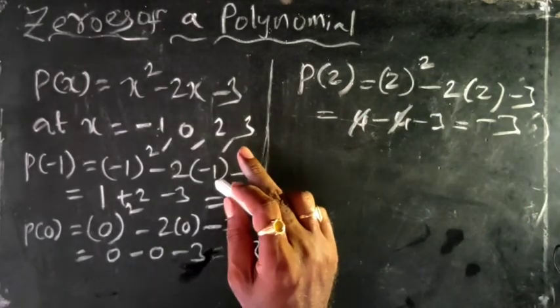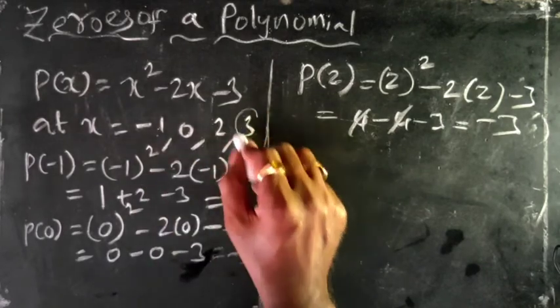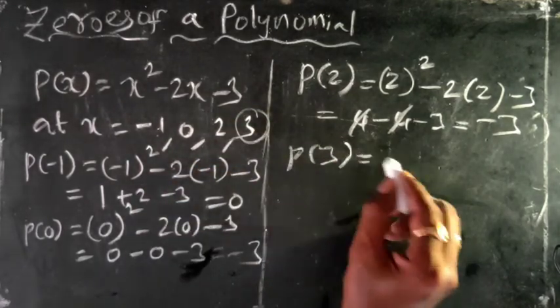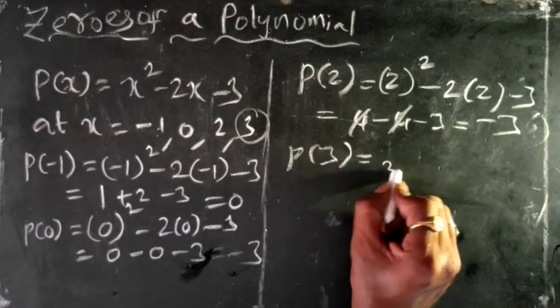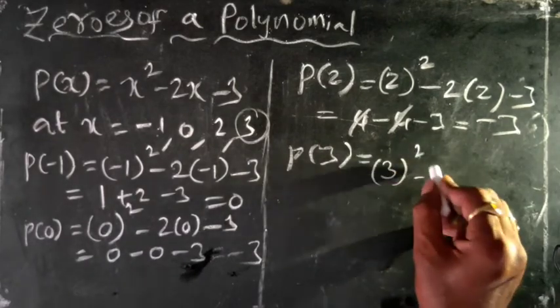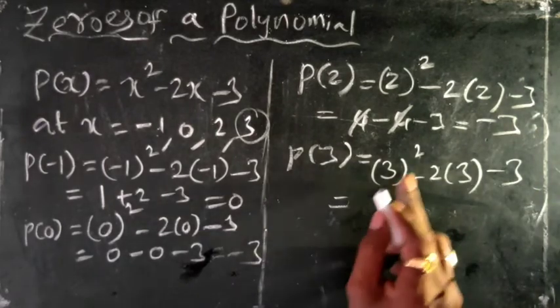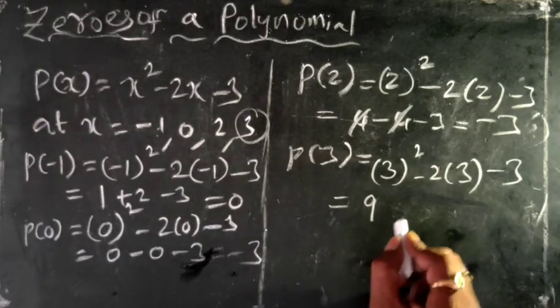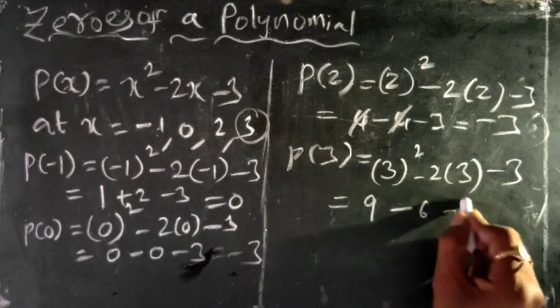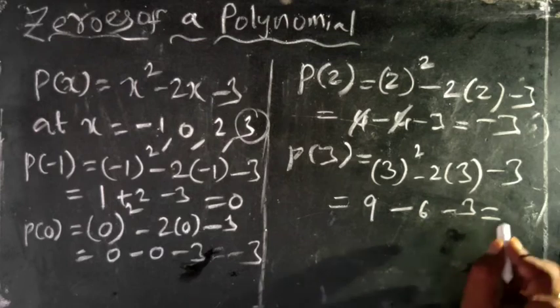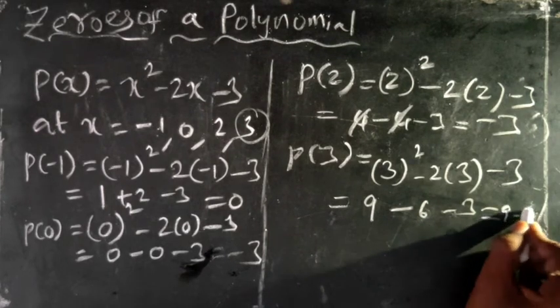Now find the value of p of x at x is equal to 3. Then p of 3 is equal to 3 square minus 2 into 3 minus 3. Now 3 square value 9, minus 2 into 3 is 6, minus 3. So 9 minus 6 minus 3 is 9 minus 9, so 0.